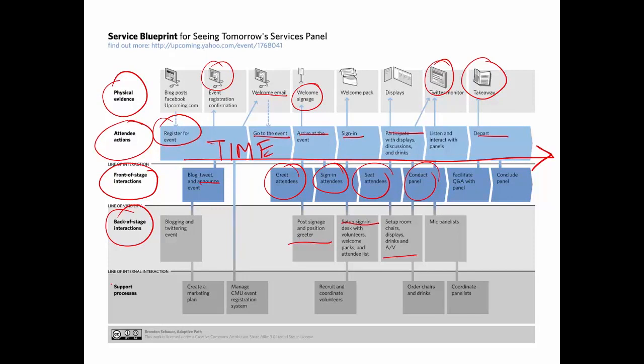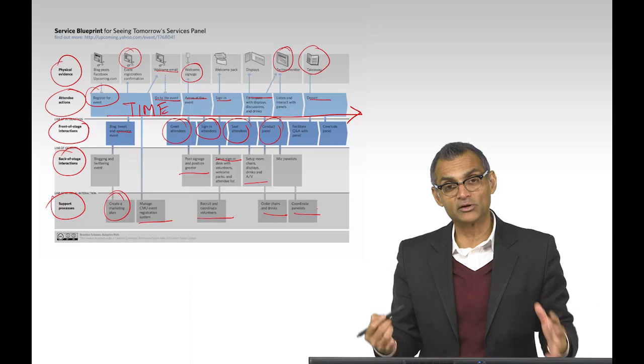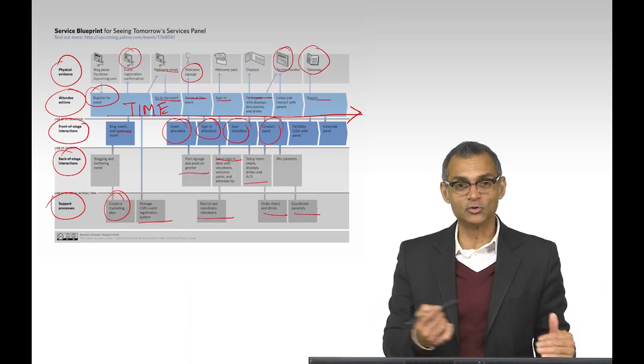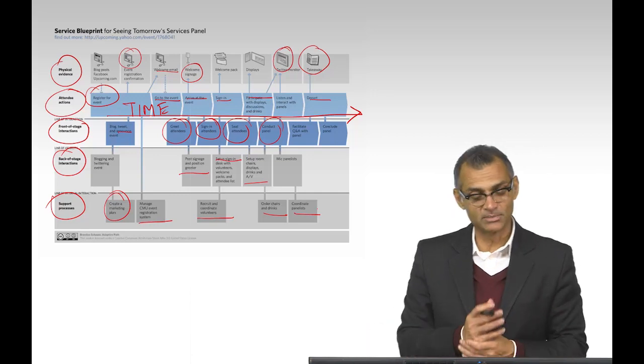And finally, what are the support processes? You have to create a marketing plan, you have to manage the event itself, you have to recruit volunteers, you have to order things like food and drinks, you have to coordinate all the people who are involved in the panel discussions. So this again gives you a sense for what a service blueprint looks like and how it can be useful in managing, planning, and designing a good service experience for somebody, right?